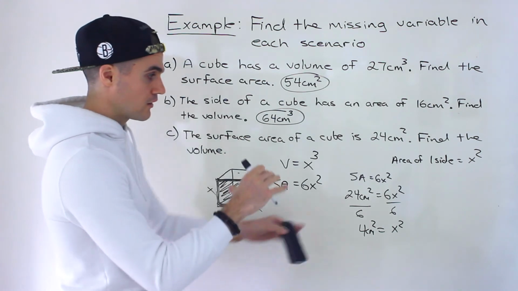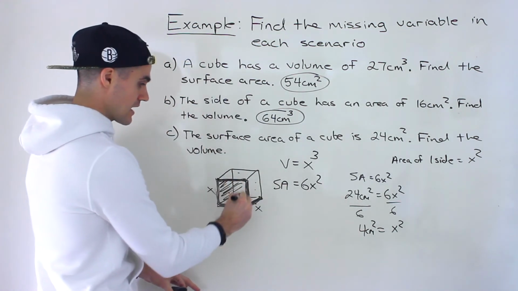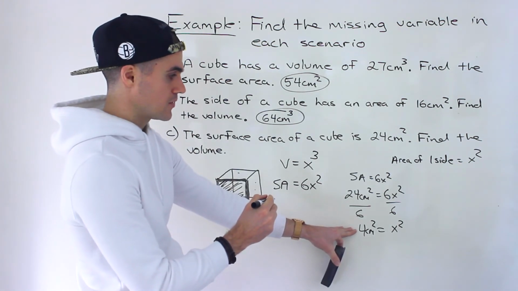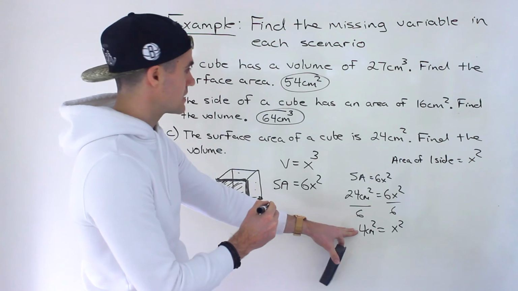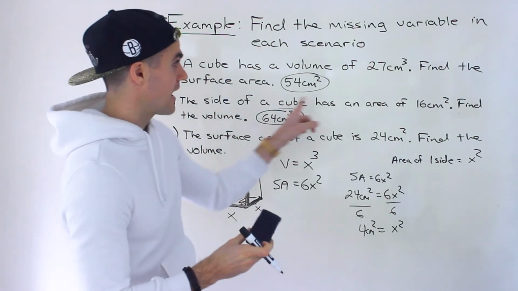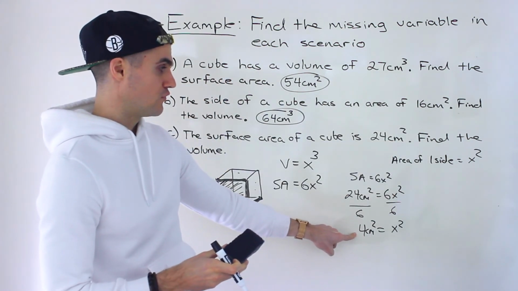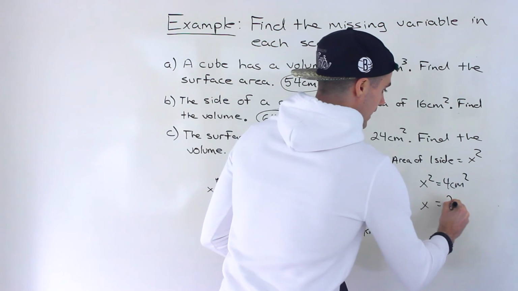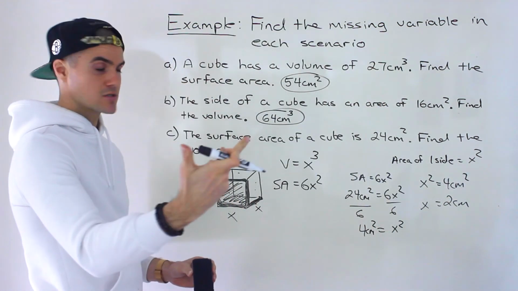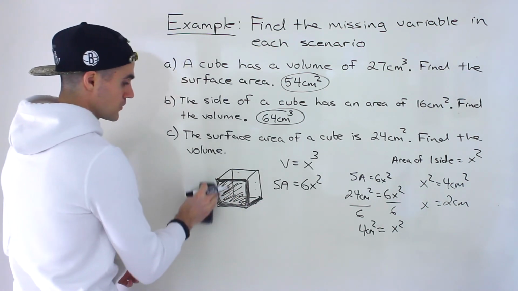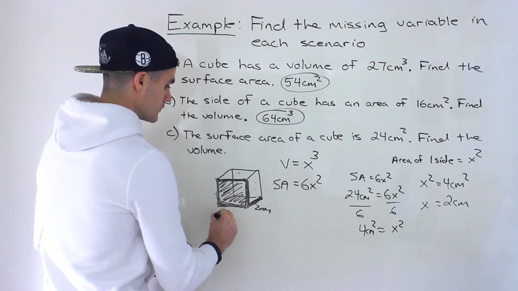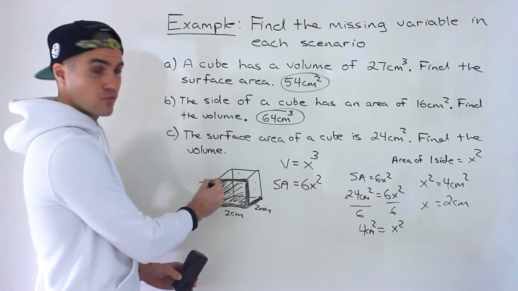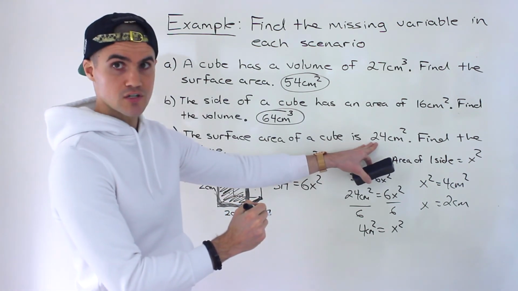So if all 6 of them have a total area of 24, that means one side, this side over here, or this side, it doesn't matter, they're all the same, has an area of 4 centimeters squared. And then it just becomes the exact same question as part B, but instead of the side having an area of 16, it has an area of 4. So we can have x squared equals 4 centimeters squared. And so we can tell that x is equal to 2 centimeters in this case, because 2 centimeters times 2 centimeters gives us 4 centimeters squared. So we're dealing with a cube that has a width of 2 centimeters, length of 2 centimeters, and a height of 2 centimeters. 2 times 2, 4 centimeters squared for the area of one side, multiplied by 6 would give us a total surface area of 24.